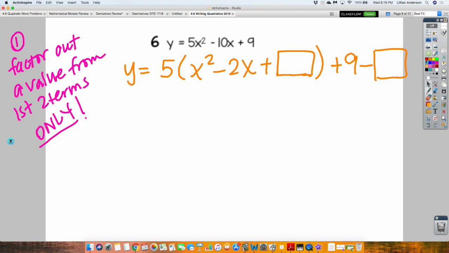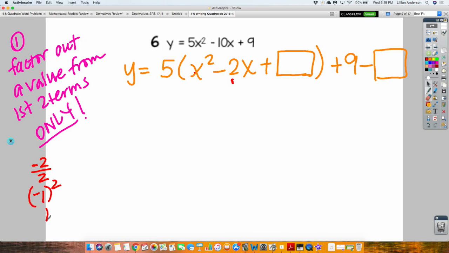Now let's go through the process. Let's complete the square. So I'm going to take b divided by 2, and I'm taking my new b. Because remember, to complete the square, it has to be in the form of x squared plus bx. So I'm using this b right here of -2. I divide that by 2 to get -1. I square it to get 1.